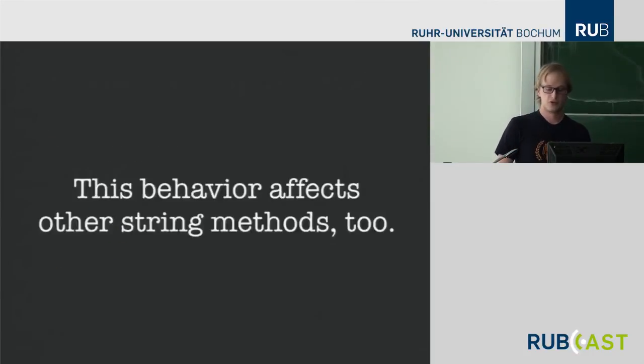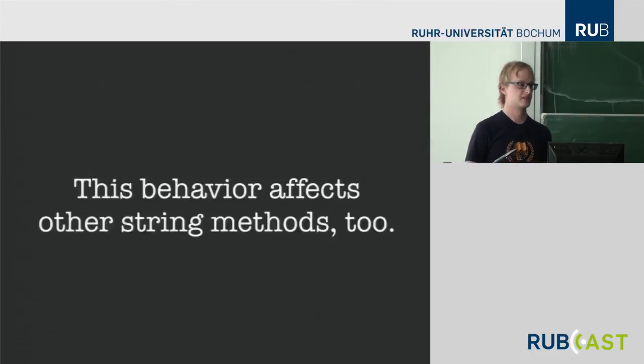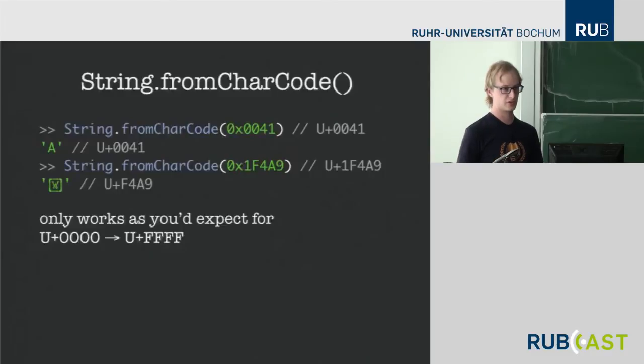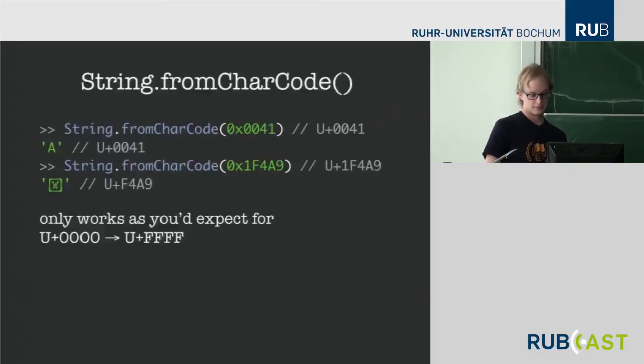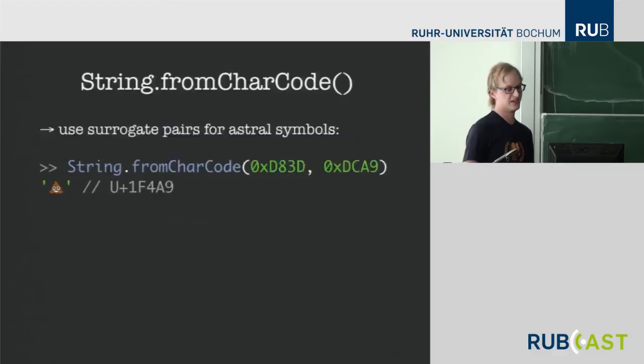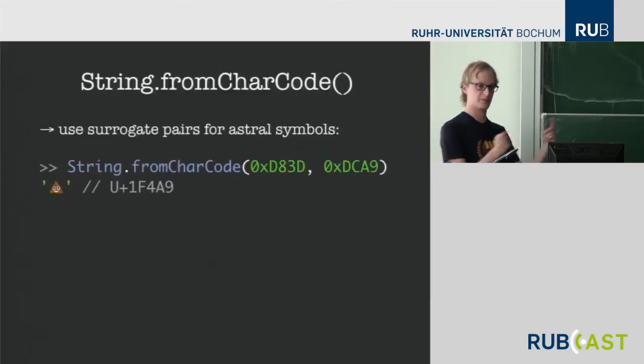Now, it's important to note that this behavior affects other string methods too. It really bleeds through the entire JavaScript language. So some other examples of this are String.fromCharCode, for example. You can pass a code point to this function, and then it will return a string that contains a symbol that matches that code point. And this works fine for BMP code points, but as soon as you pass it an astral code point, you will get a result, but it probably won't be the result that you would expect. It gives something completely unexpected in that case. So the solution here is to actually use surrogate pairs and pass them as separate arguments. That's the intended solution. But of course, this is a pain because it means that you now have to calculate these surrogate halves separately, and you have to implement those formulas that I showed earlier.